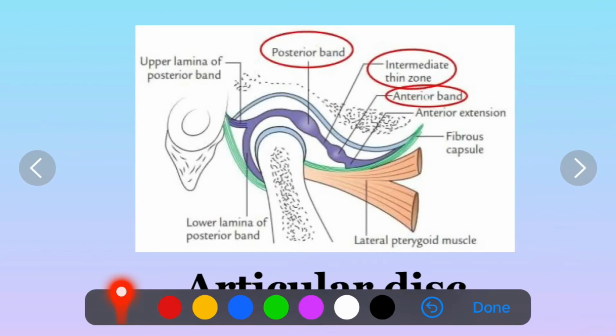Another important component is the articular disc of the TMJ, which is an oval fibrocartilage which is peripherally attached to the fibrous capsule. It is divided into two surfaces, the upper concavo-convex surface and the lower concave surface. This articular disc is attached anteriorly to the lateral pterygoid muscle and posteriorly it is divided into upper and lower lamellae.